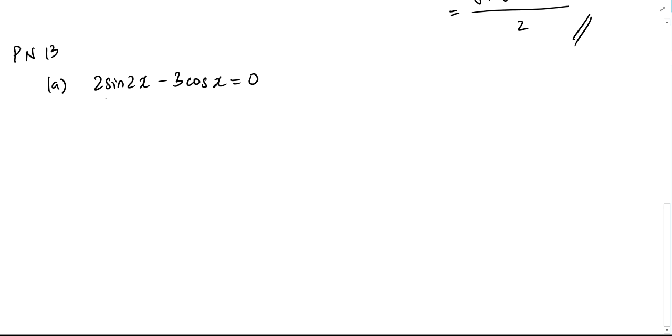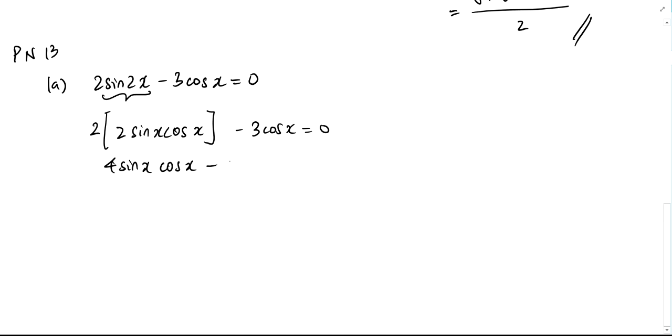So we see that there is something that we can do over here, sine of 2x. We can rewrite it to become 2 sine x cosine x minus 3 cosine x equals to 0. Expand it out, we get 4 sine x cosine x minus 3 cosine x equals to 0. Here we can find a common factor, cosine x, so we're left with 4 sine x minus 3 equals to 0.